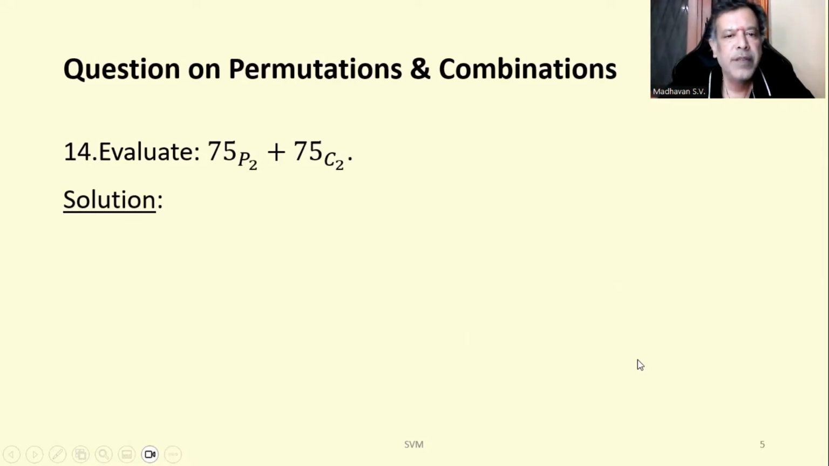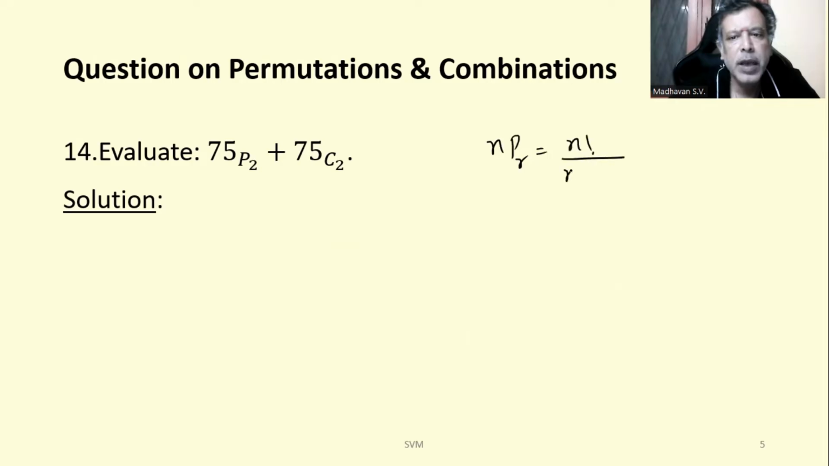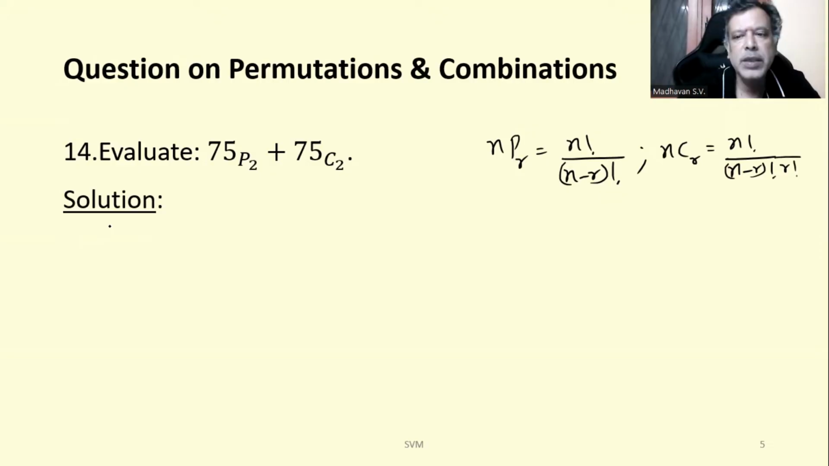Evaluate 75P2 plus 75C2. So 75P2. We have nPr is n factorial divided by (n minus r) factorial. Similarly, nCr is n factorial divided by (n minus r) factorial into r factorial. So on that basis, we will expand this.